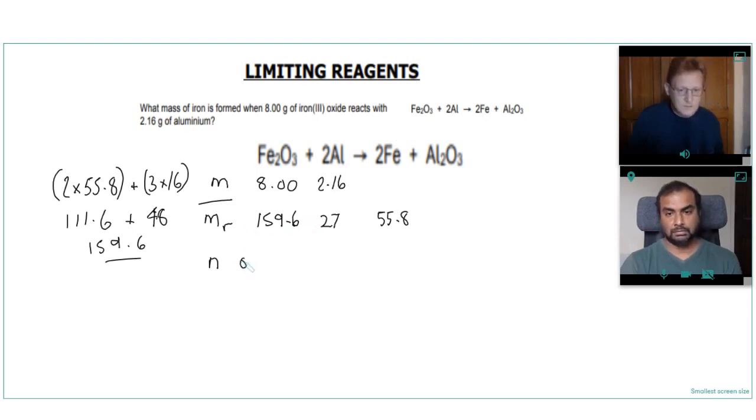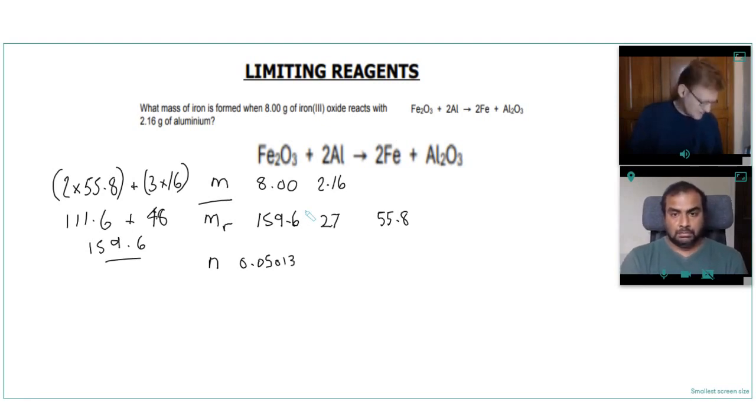Which gives us 0.0501. And the aluminium, 2.16 divided by 27 is 0.08.